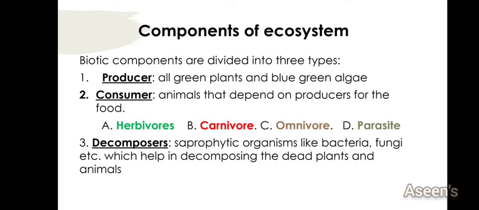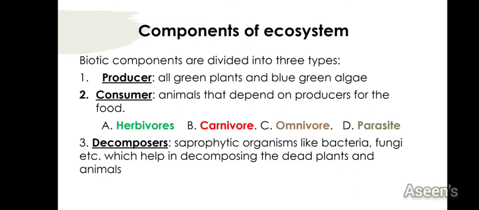By the word producer, we mean the ones who produce the food. Since we know plants are responsible for all the glucose production through photosynthesis, all the green plants come under the category of producers. Next comes consumer. Consumers are the ones which depend upon the food produced by the producers. So, consumers will have all the animals here.